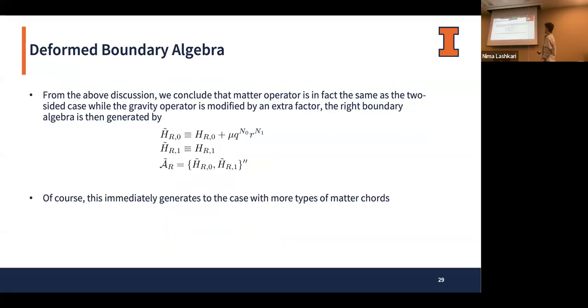Here my H_R^0 is just H_R plus this operator, because in the presence of matter I have to add this factor as well. This N_0, and this H_L is the same as before. The right algebra is defined by the full von Neumann algebra generated by these two operators, which is the same as the two-sided case, except that I have an extra operator here. Of course, this immediately generalizes to the case with more types of matter, where you can have H_R^2, H_R^3, and add them all into this algebra, but it does not make an essential difference.